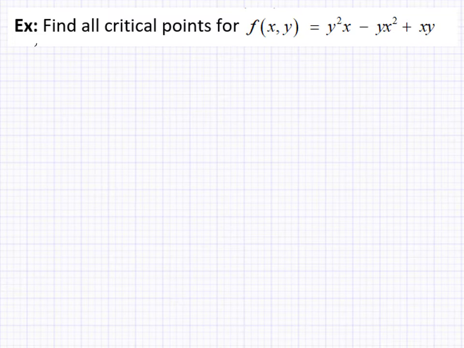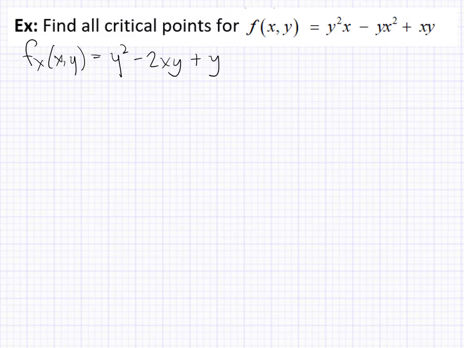And so if we look at the partial derivative with respect to x, that's going to give us y squared minus 2xy plus y. And the partial derivative with respect to y is going to give us 2xy minus x squared plus x.